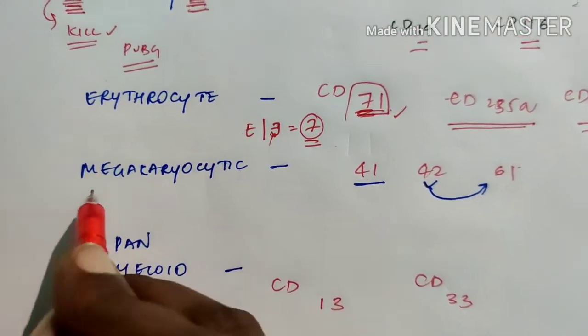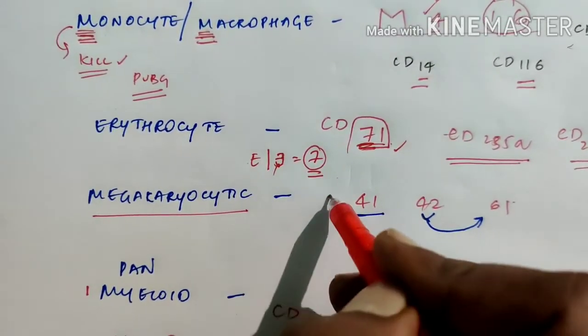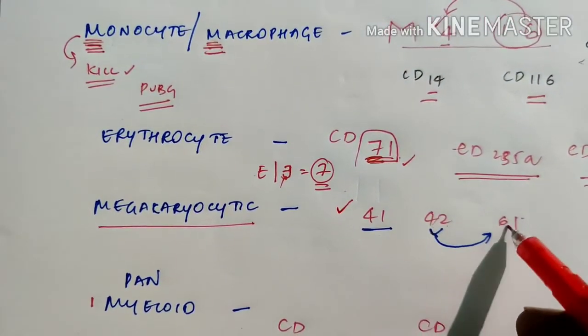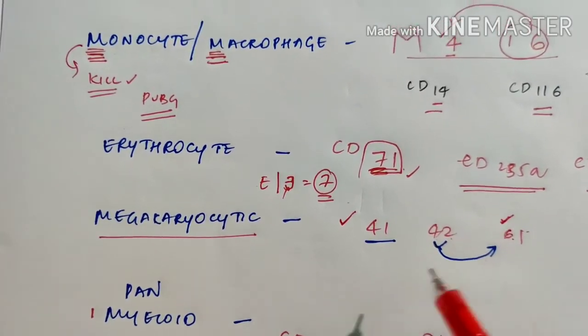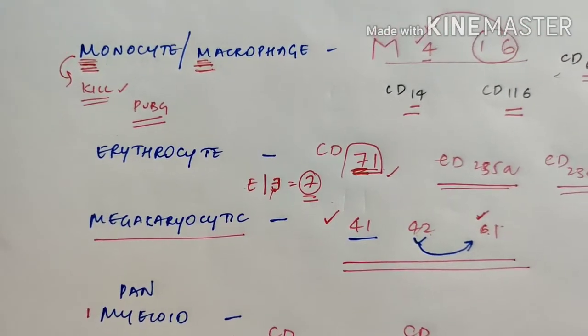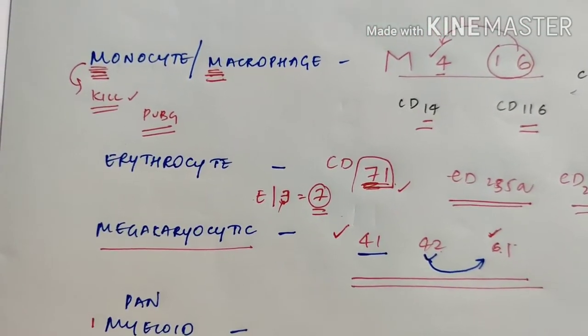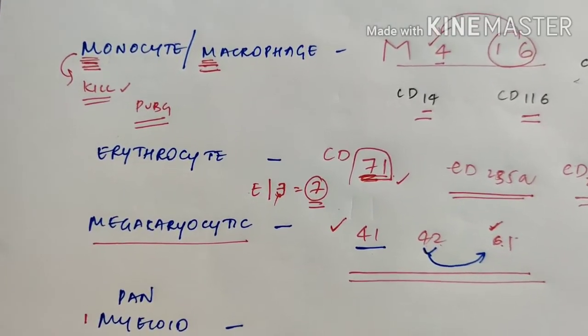For megakaryocyte, you should remember 41, 42. 4 plus 2, 6. So 61. You blindly remember them, you mug up them. I can't find any mnemonic for it. Don't make it clumsy. Just remember as 41, 42, 4 plus 2, 6, 61. Like that.